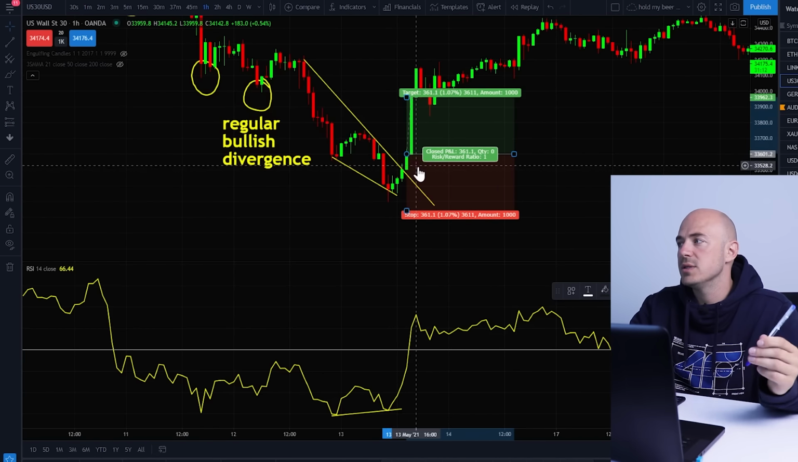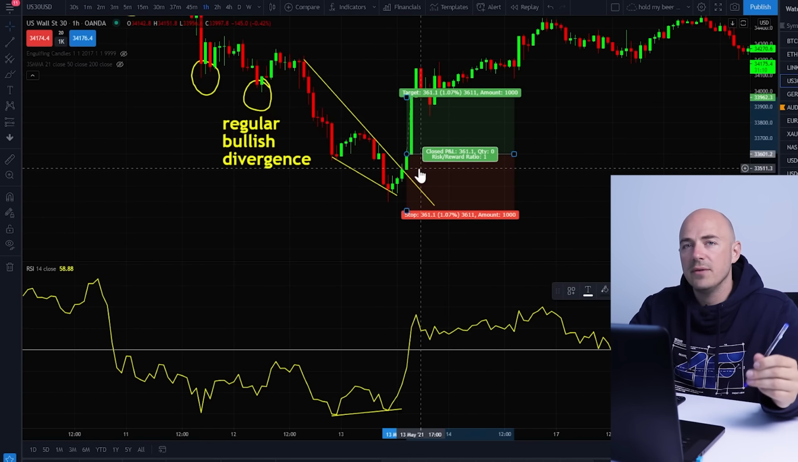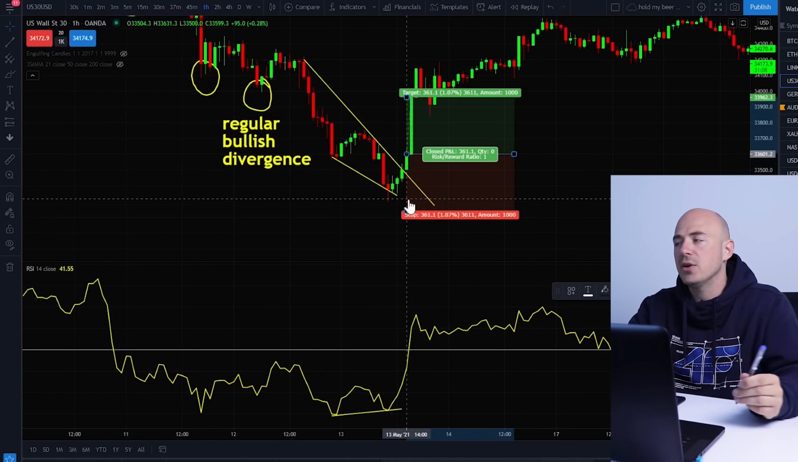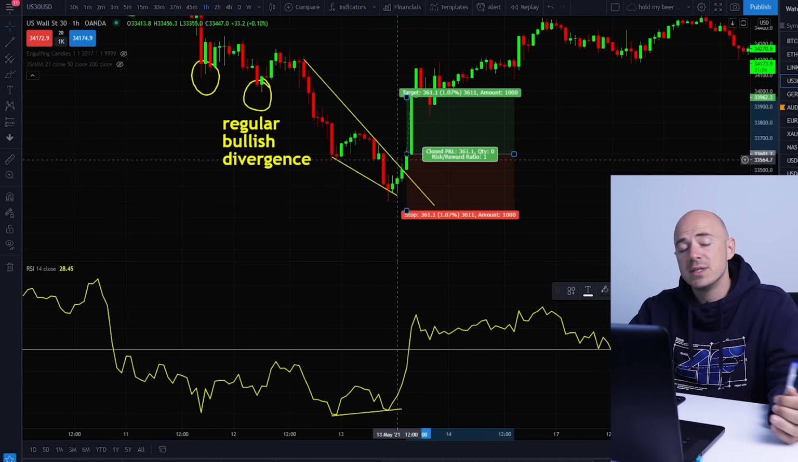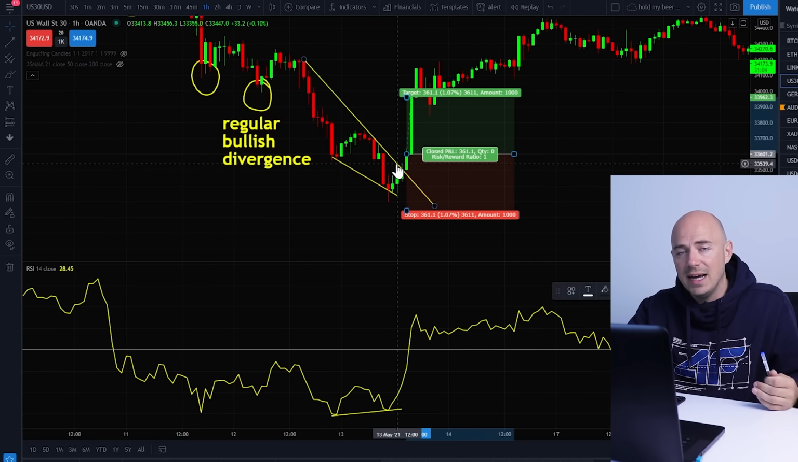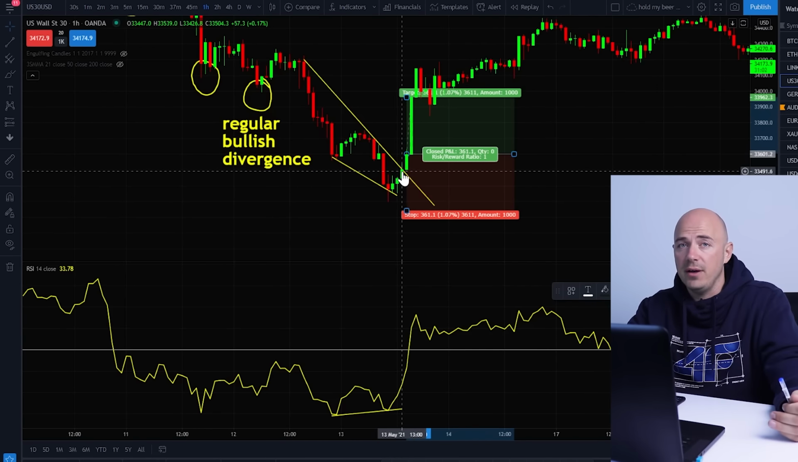Always wait for the close of the candle, because the close of the candle is more concrete than waiting until it's almost closed, because it could wick back down, being a false breakout of the trend.